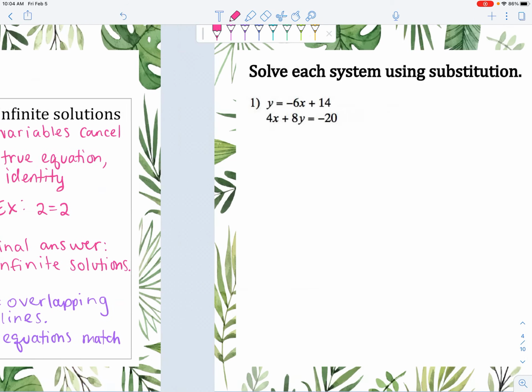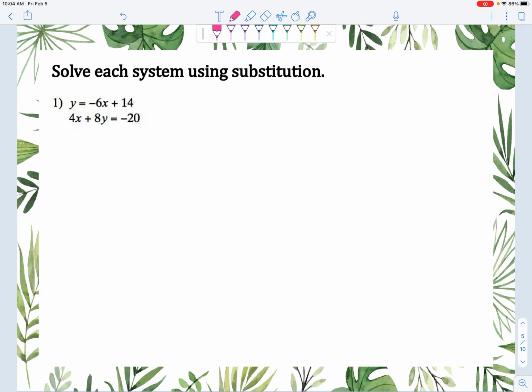So let's go ahead and get started with solving some systems here. So we have two equations, two linear equations, and in the first equation, the y is by itself already. So I can actually skip that first step that said to isolate one of my variables. Well, this variable is already isolated.